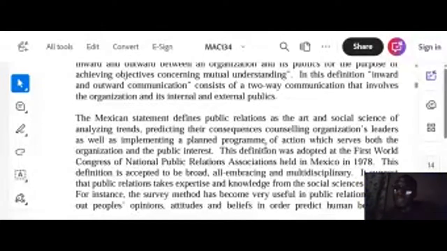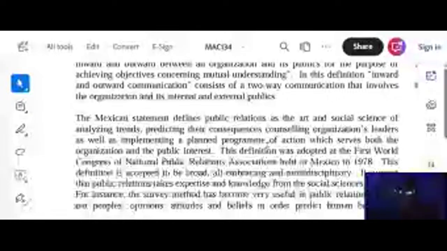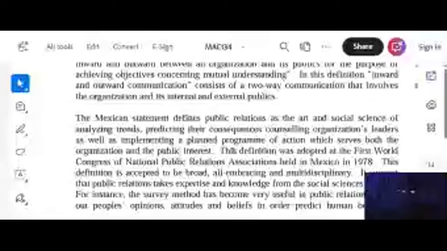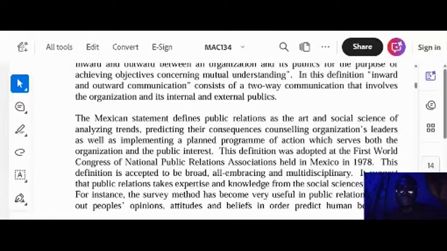of action which serves both the organization and the public interest. There is one common word I've been saying in all their definitions so far: planned. It has to be planned. We have been seeing a common line in all the definitions. One is planned. The second one is that this is a two-way thing. It is two-way communication.